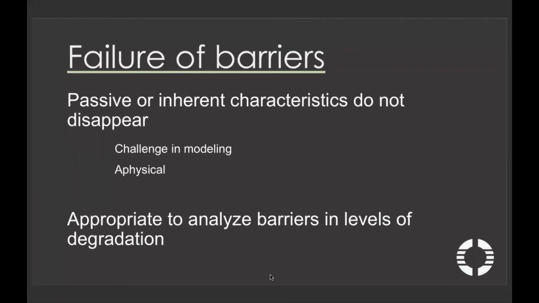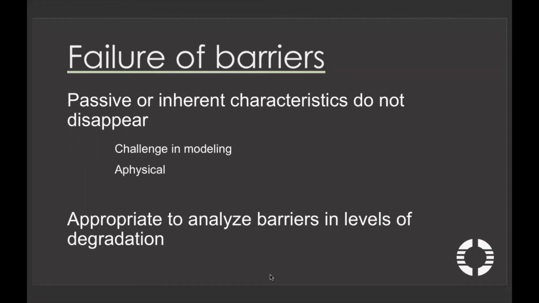It's certainly aphysical. So for instance, if we were to suddenly assume that the module shell was just gone, without considering a mechanism by which it'd be degraded, that's just really not a realistic thing. And the kinds of consequences you come up with because of that are similarly aphysical. So a challenge in modeling that, it's also a challenge as far as really not having any analog to physical reality. So again, appropriate to analyze barriers as well as degradation of inherent characteristics and levels of degradation, more than just assuming they kind of disappear or 100% fail, I guess.